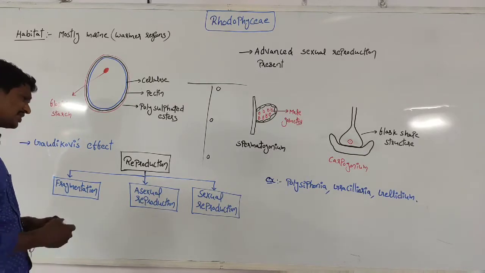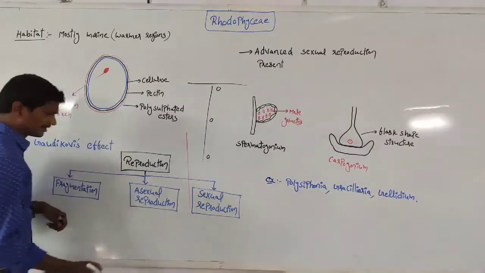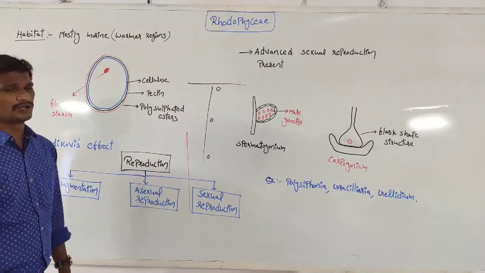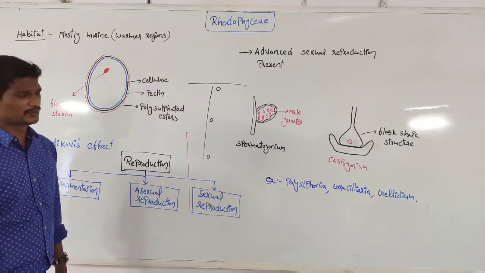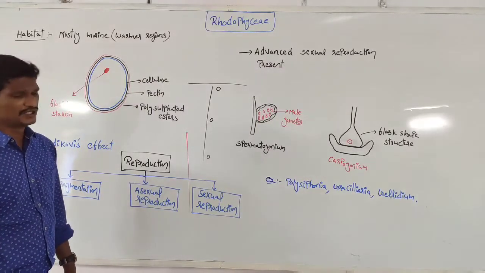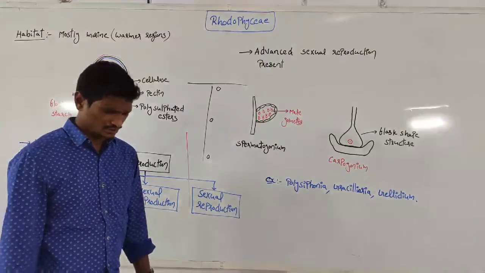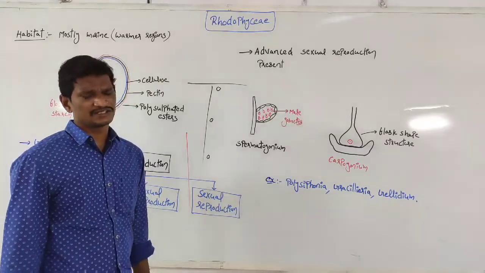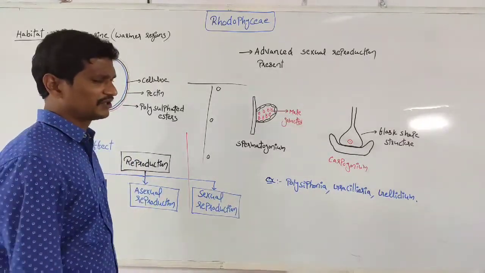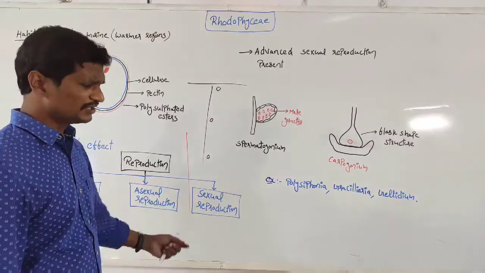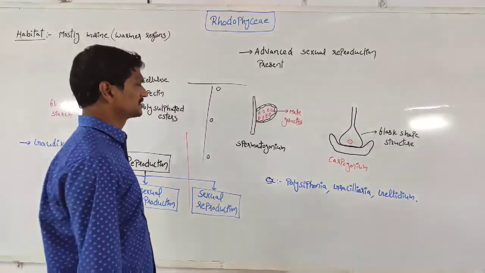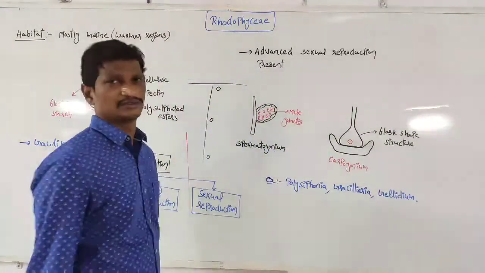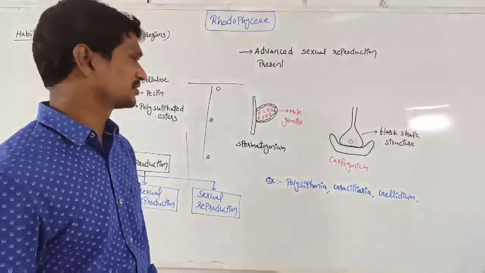Of these, the most advanced reproduction technique of the Rhodophyceae is the sexual reproduction process. The sexual reproduction is vastly advanced. So why is this one advanced? Here, advanced female reproductive organs are present.